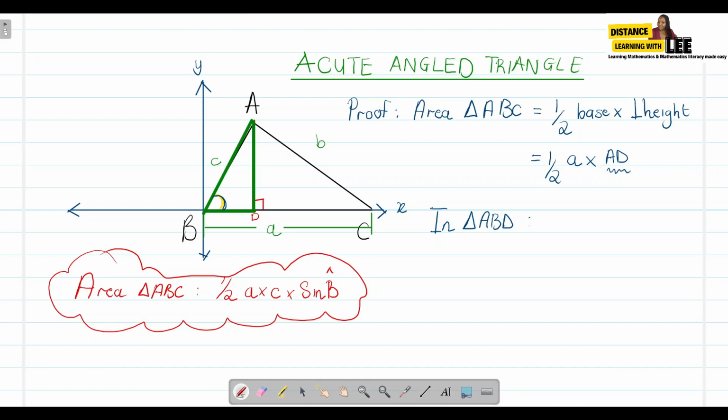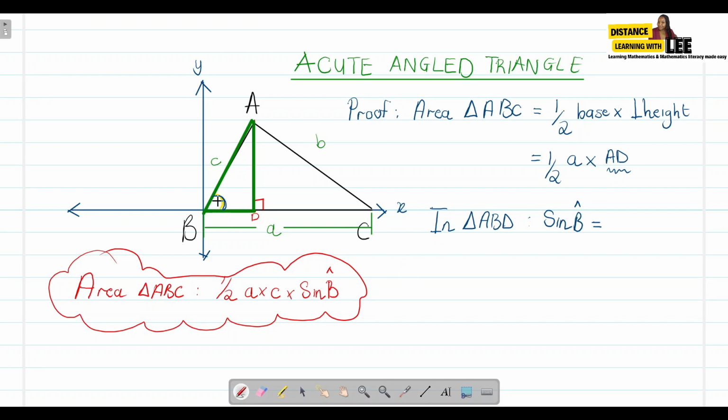So we want to basically determine what the length of AD is. We can determine the length of AD using trig ratios, your SOHCAHTOA, because we now know that we've got a right angle triangle. In triangle ABD, we can find what sine of B is using our trig ratios. So what is sine of B?